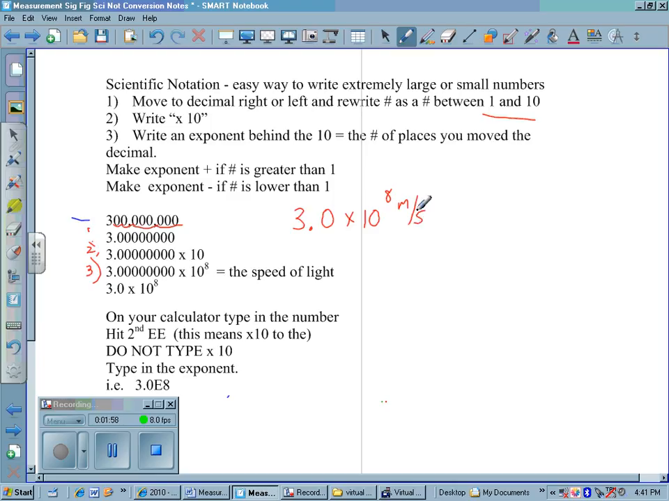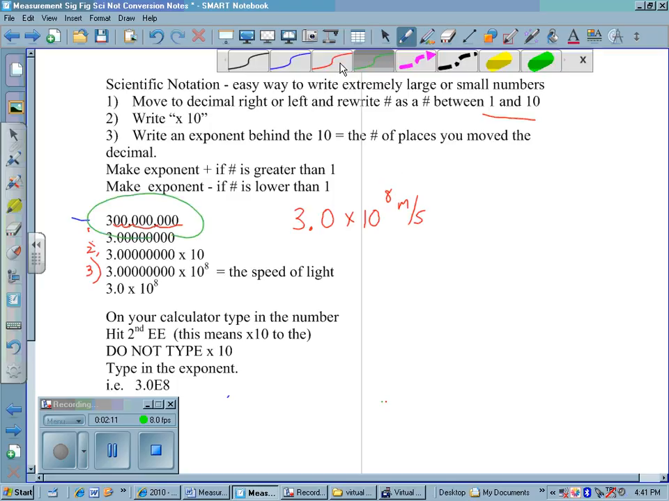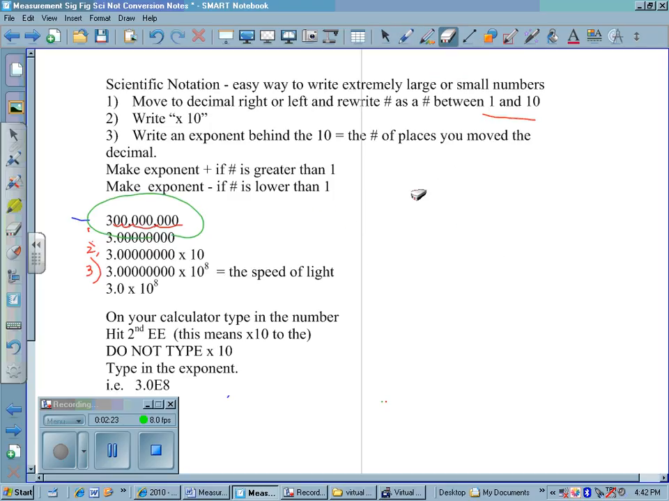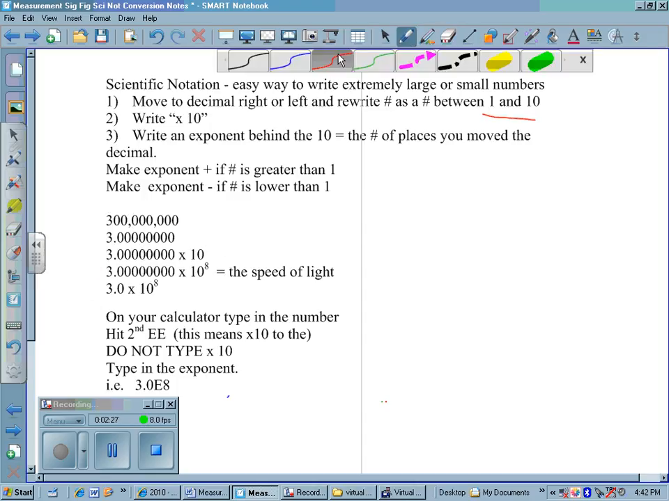Now I can also look at the exponent here, and since this number originally was much greater than 1, that means that this is going to be a positive 8, not a negative 8. So that's 3 times 10 to the positive 8th meters per second. Well, let's say you have a really small number. Really small numbers work sort of in a negative direction from this step here.